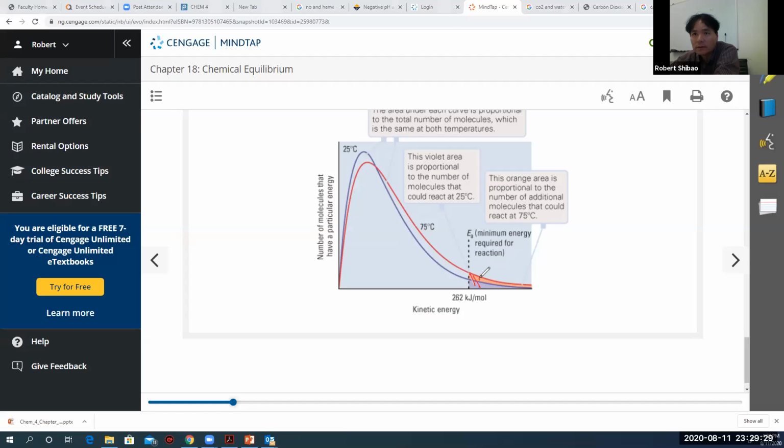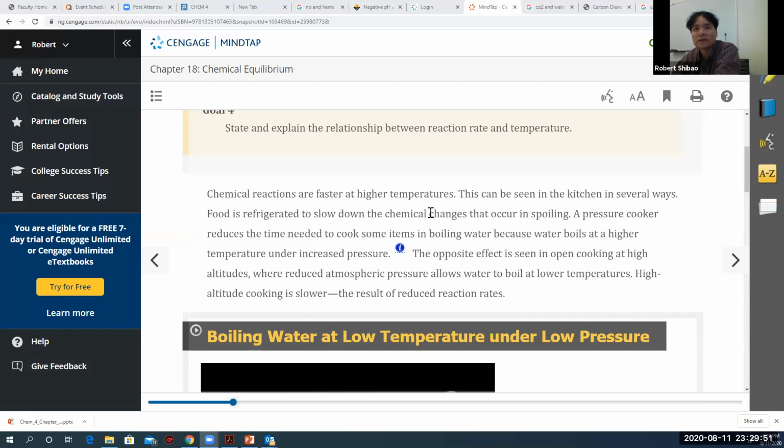So the red's going to be this entire thing here. And so increasing the temperature is one way to get the reaction to go faster. Decreasing the temperature, you can slow down reactions, fewer molecules will have enough energy, and increasing temperature will speed up the reaction. So let's take a look at these videos here.